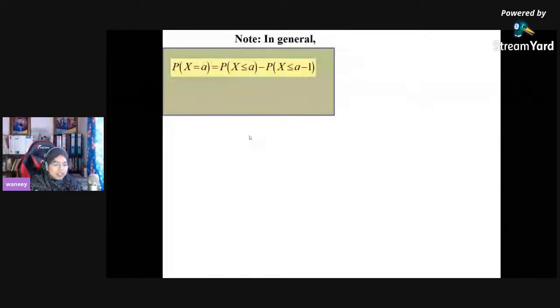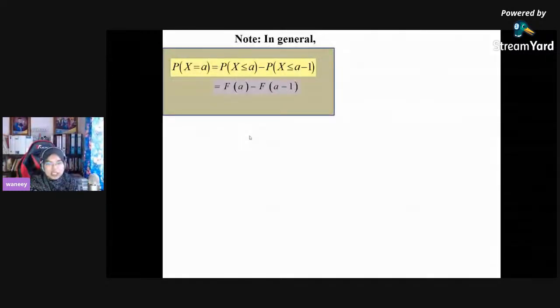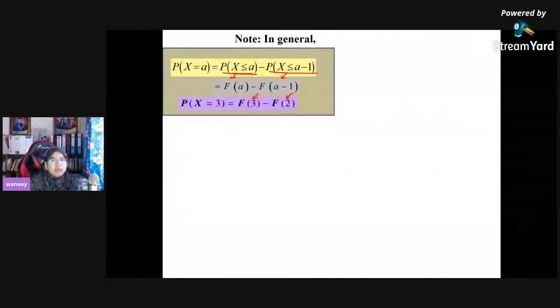Okay, so now this is the formula. Okay, so the first, probability for x equal to A. So this is probability of x less than or equal to A minus probability of x less than or equal to A minus 1. But this one is actually the definition for F of A and this is actually the definition for F of A minus 1. So that means if let's say you have probability for x equal to 3, the way to find it is simply take that number minus the previous one. So F of 3 minus F of 2. Like what we did earlier.